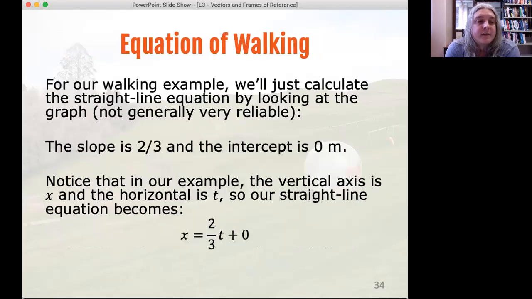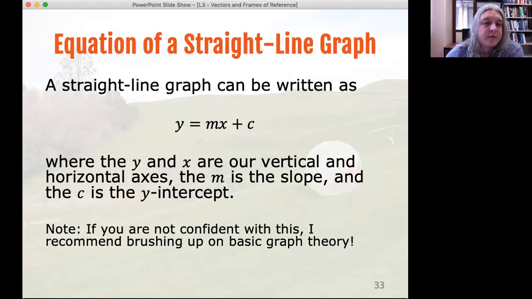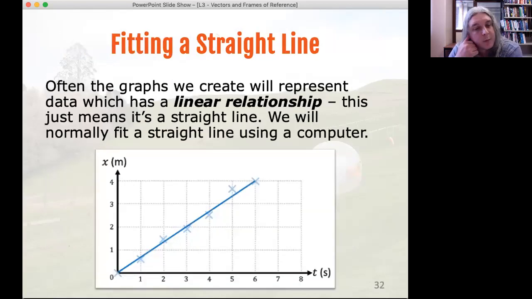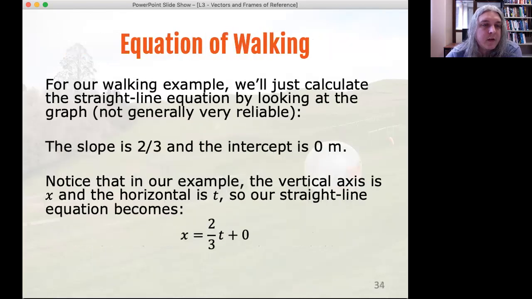For our equation, the slope is 2/3, so you can just read that off the graph, rise over run. It goes up 4 over 6 across, so a rise of 4 over 6 is 2 over 3, or 0.667. So our slope is 0.667 and the intercept is 0 meters because it goes through the vertical axis at 0. And that means that our equation becomes x equals 2/3 t plus 0.